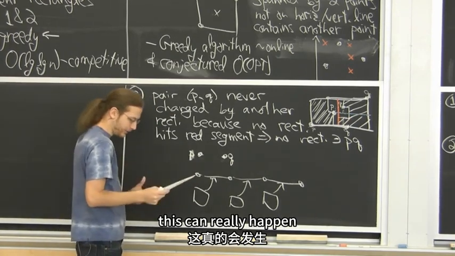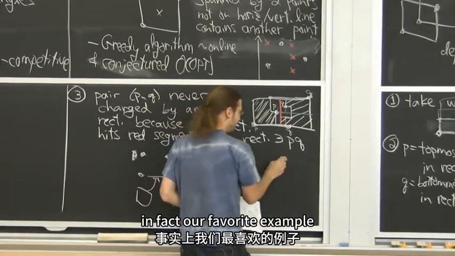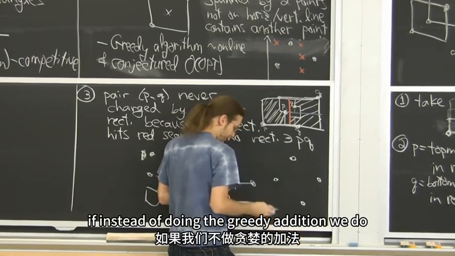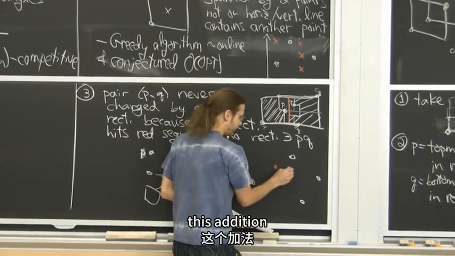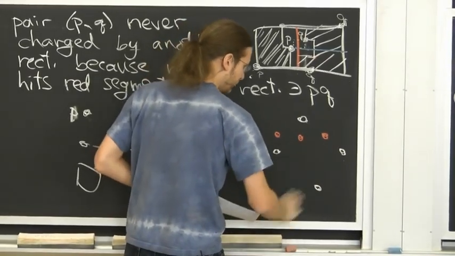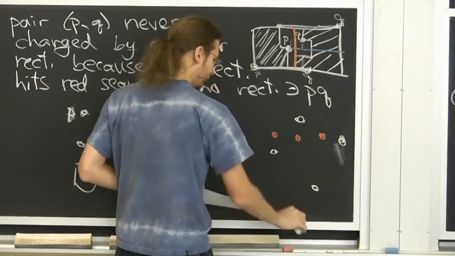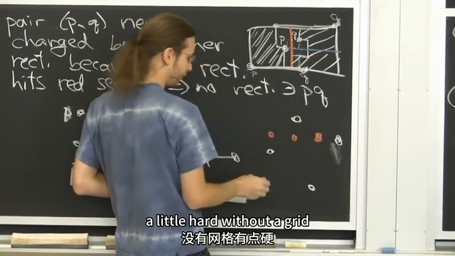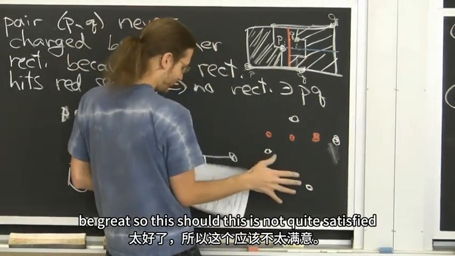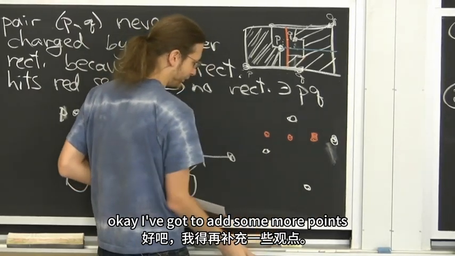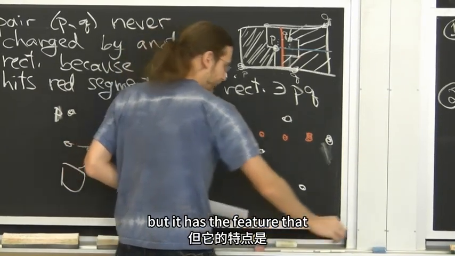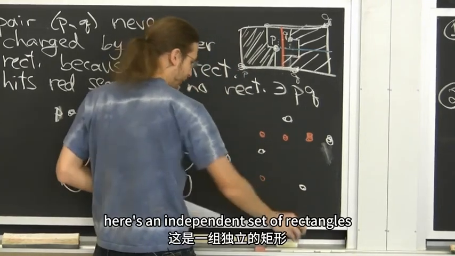This can really happen. In fact, our favorite example of the pinwheel, if instead of doing the greedy addition, we do this addition. Oops. So these are supposed to be horizontally aligned. A little hard without a grid. I wish I had graph blackboard. So this is not quite satisfied. Okay, I've got to add some more points, maybe here or something. But it has the feature that here's an independent set of rectangles.